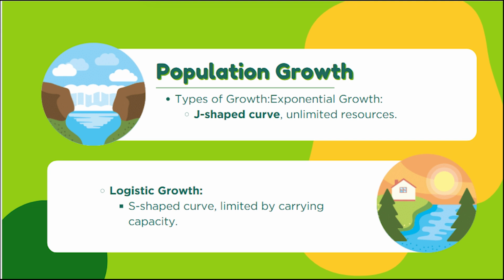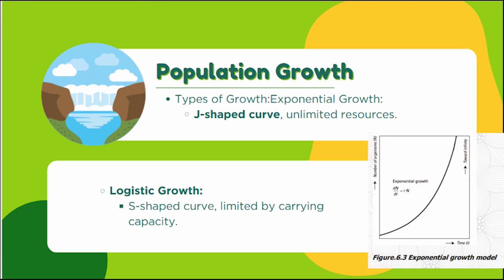Populations don't stay the same. They grow or shrink over time. Let's look at two types of population growth. The first one is exponential growth. This is when resources are unlimited. The population keeps doubling, forming a J-shaped curve, and it's fast but not sustainable.